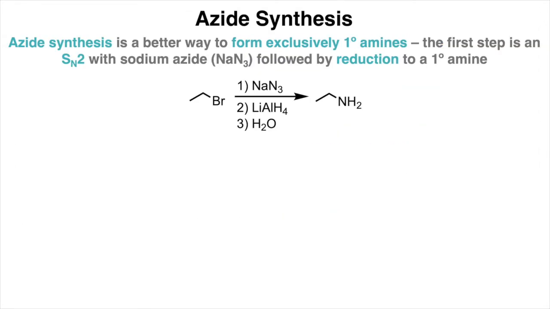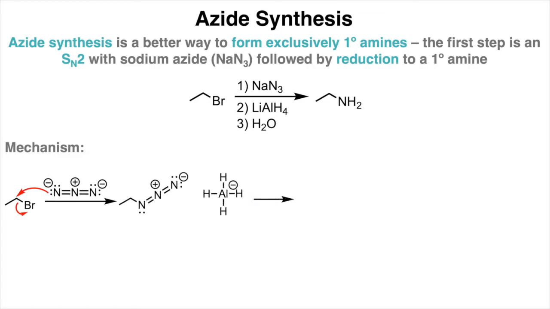Azide synthesis is a better way to form exclusively primary amines. The first step is an SN2 reaction with sodium azide, or NaN3, followed by reduction of the azide to a primary amine. The mechanism starts with one of the lone pairs on nitrogen attacking the alpha carbon, followed by the Br leaving group breaking off.